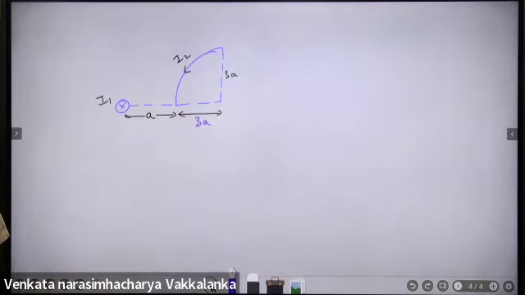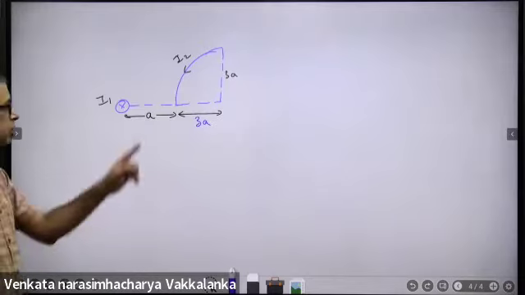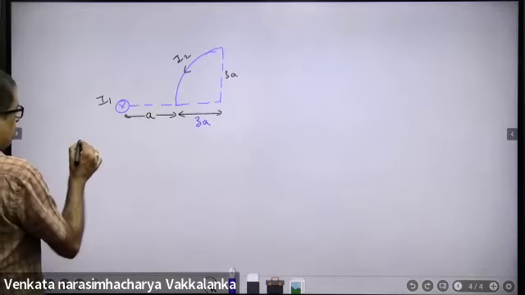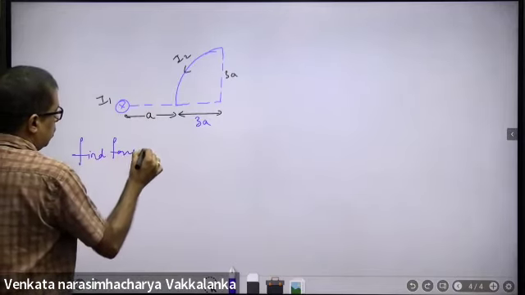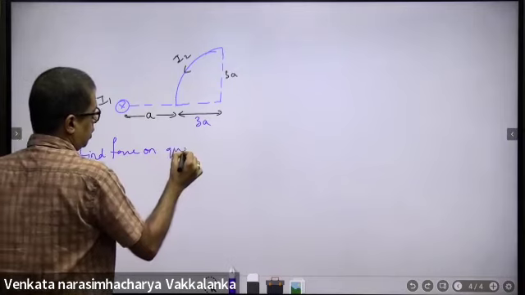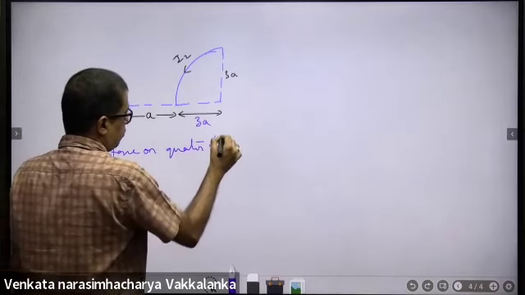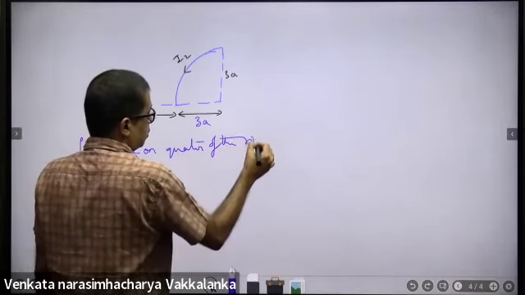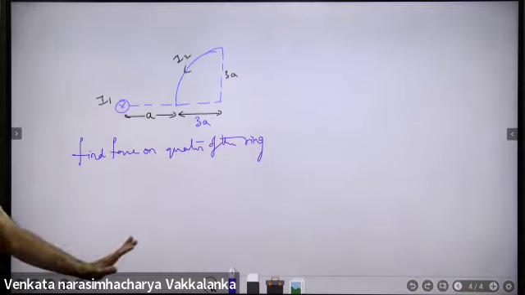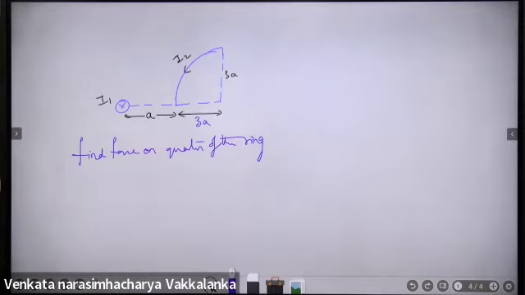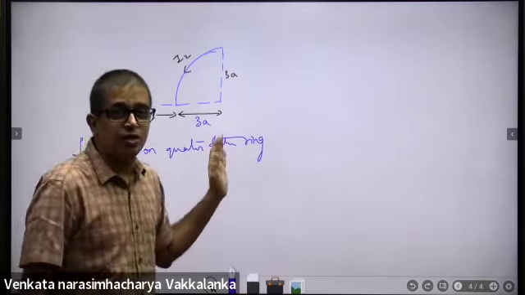They have asked you, find the force on the quarter of the ring due to the infinite long wire. Will you try or should I discuss? This is of magnetism, a force between two current carrying wires. We are playing with the geometry of this.